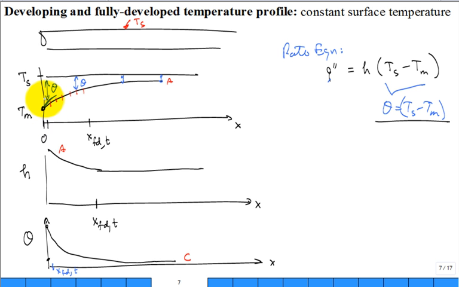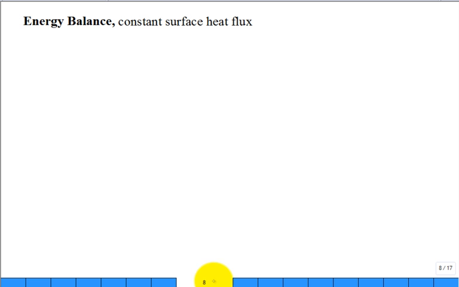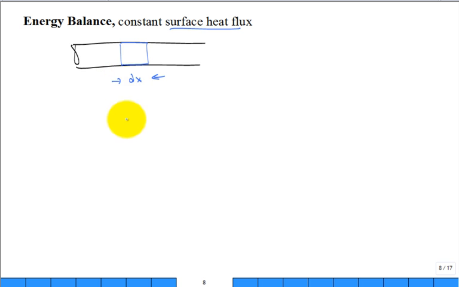We're going to solve for it in a minute. All right, to it. Let's do an energy balance. This is just a review of what we've already done, but I want to do it very quickly. So think about the constant heat flux condition for pipe flow, and we focus on a little section right here of length dx. And what's happening to it?